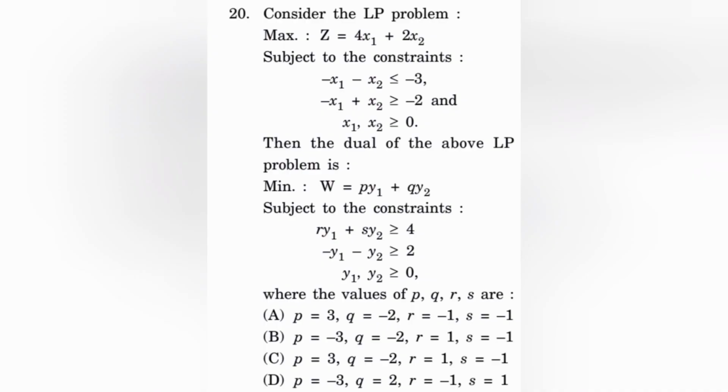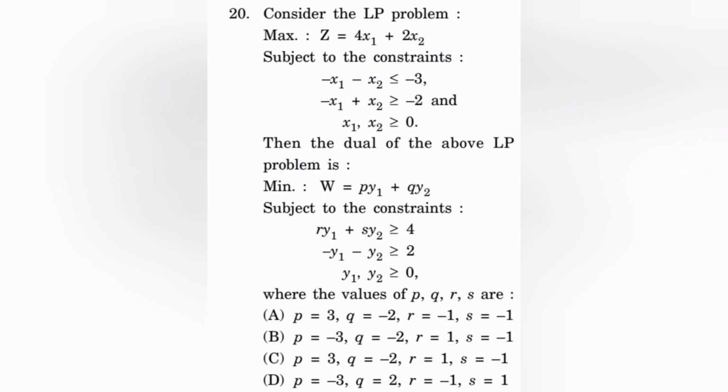This question is from SET examination. So the question is: consider the LP problem, maximize z = 4x1 + 2x2 subject to the constraints -x1 - x2 ≤ -3 and -x1 + x2 ≥ -2, and x1, x2 ≥ 0.